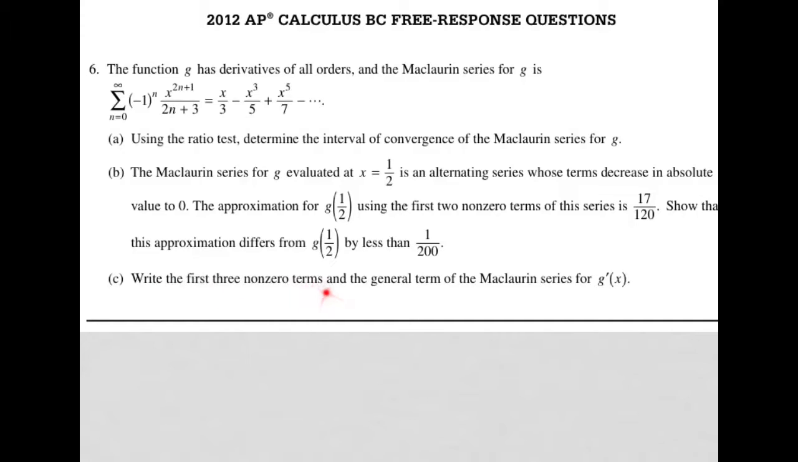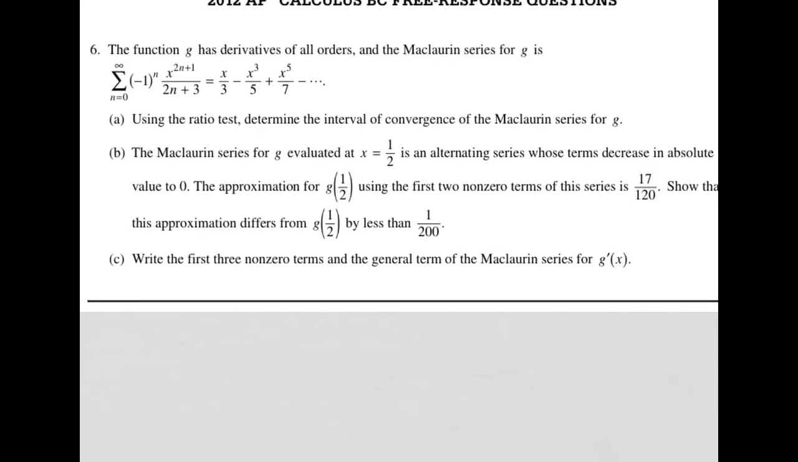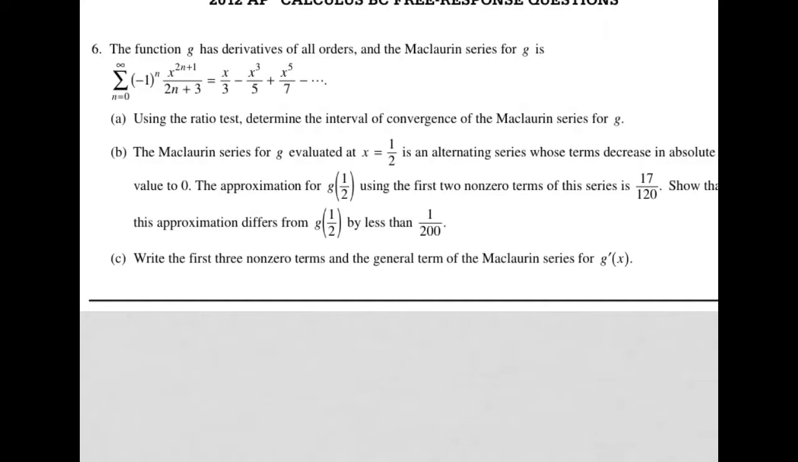Write the first three non-zero terms and the general term of the Maclaurin series for G prime. Oh, G prime. Very good. G prime means we could just take the derivative of this part. And again, anything that involves just n values is just going to be part of the coefficient. So the only thing we have to worry about taking the derivative of is this part.